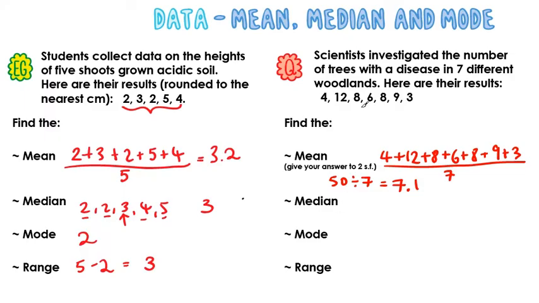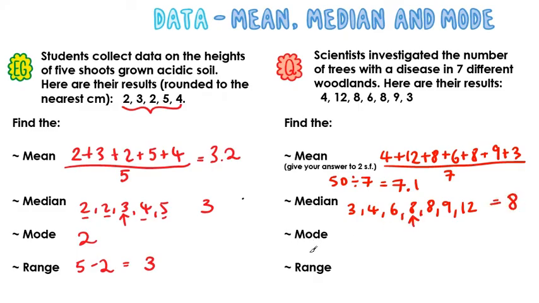Okay, the median means we need to put our numbers from smallest to largest and then find the middle value. So 3, 4, 6, 8, 8, 9, 12. 1, 2, 3, 4, 5, 6, 7. It's always good to check that you got all of your numbers. And then the middle number will be the fourth one, 1, 2, 3, 4. So our median is 8.